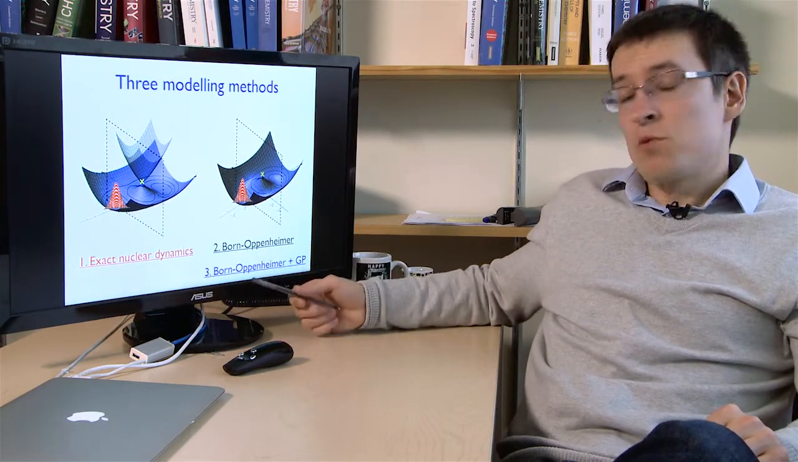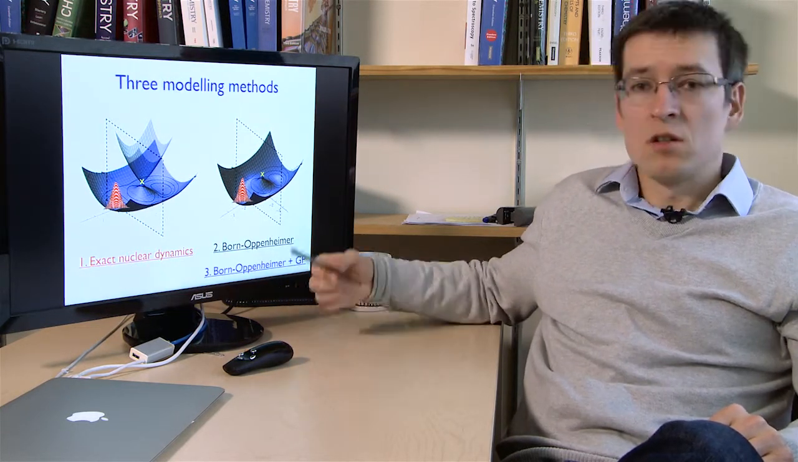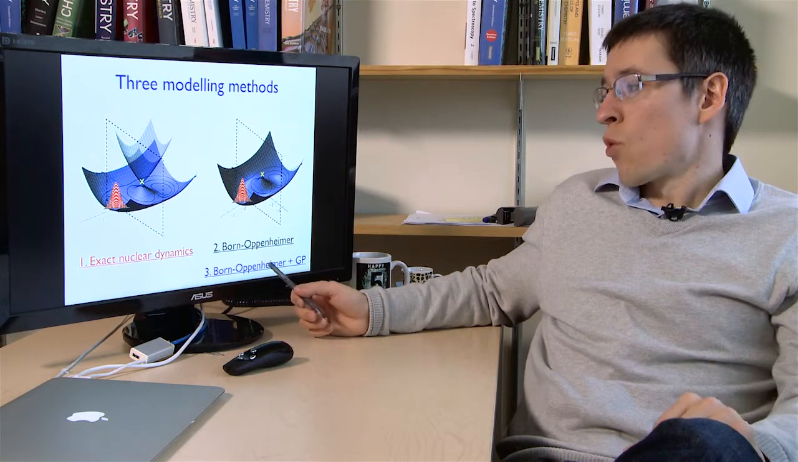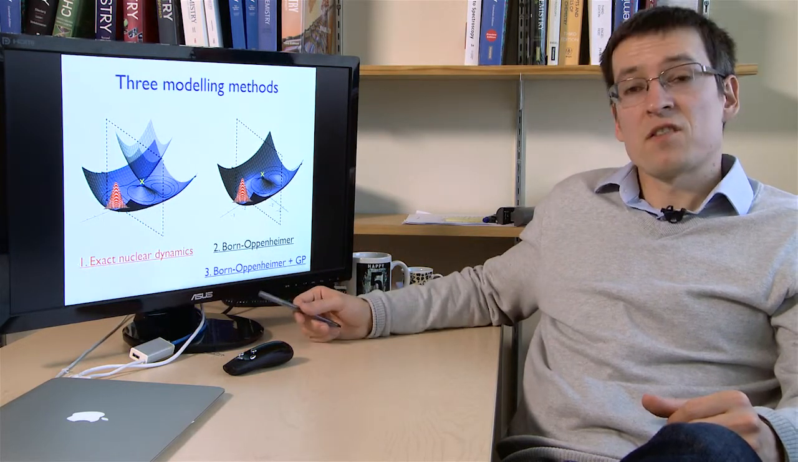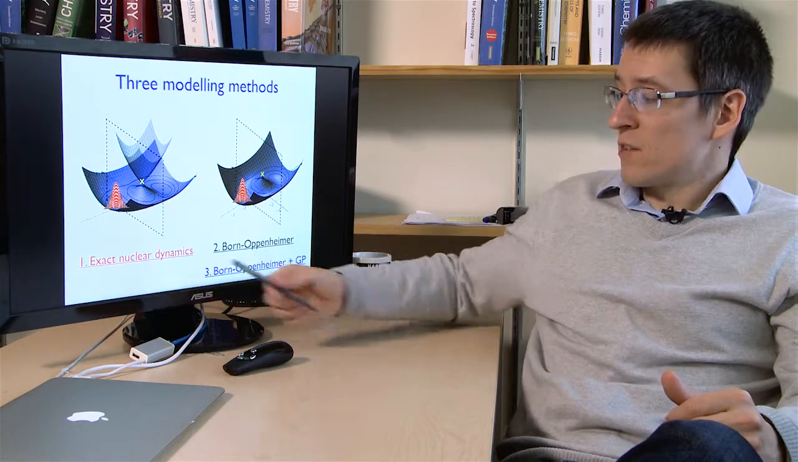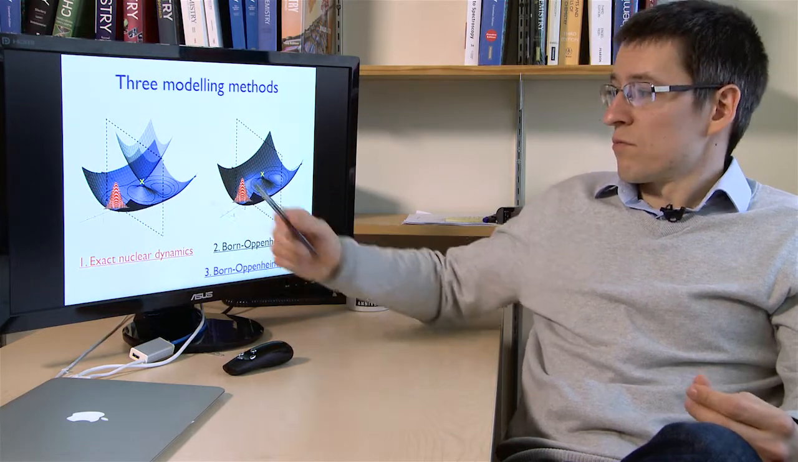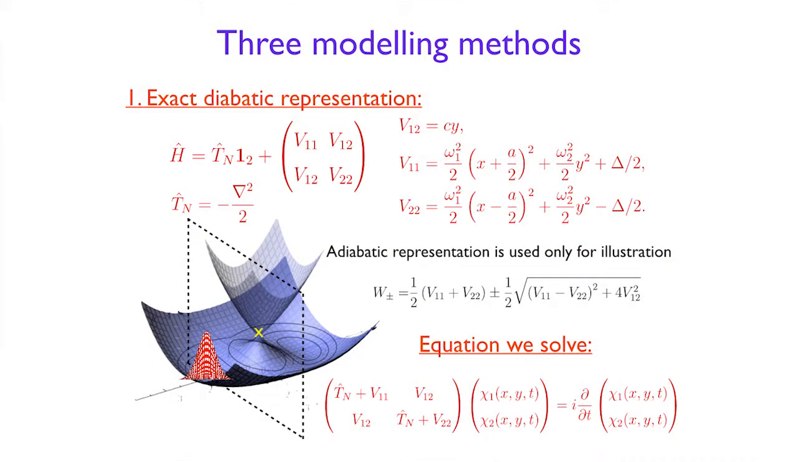And then the third method will be Born-Oppenheimer plus geometric phase, where, following the Mead and Truhlar method, we will include the geometric phase effects, but we will stay on the lower surface. By comparing the two methods, we will see how the geometric phase effects alter the dynamics. And comparing the results with the exact method, we will see how the presence of the upper state modifies the dynamics as well.